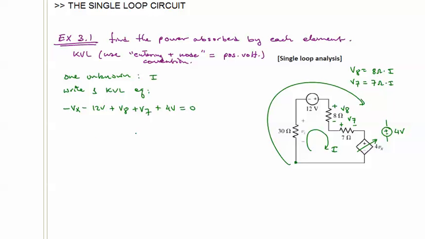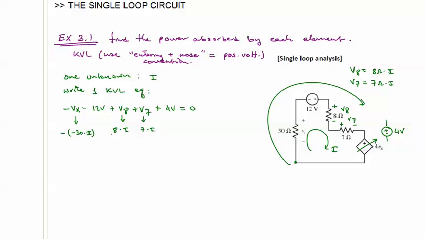Now, since we're trying to solve for I, the goal is to rewrite all unknown voltages in terms of I. So V8, we've already seen, is 8 times I, and V7 is 7 ohms times I. And now we haven't talked about Vx, but Vx is actually going to be equal to minus I times 30. So I actually have minus minus I times 30, or in other words, just 30I.